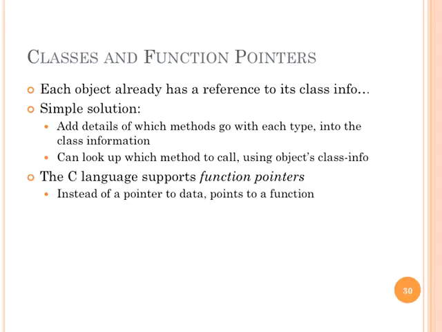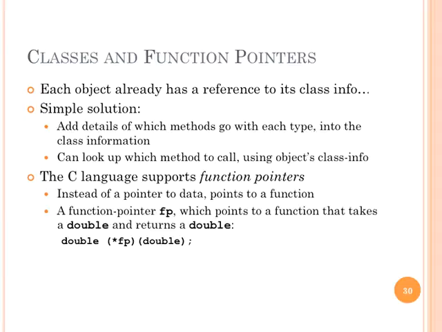So C has function pointers, which are all the excitement of regular pointers, plus you can use them to invoke code, so you can really jack up your programs. But like I say here, instead of pointing to data, it actually points to a function. This is the way that you would declare it in C. So notice FP is the actual name, but it's nestled in between a bunch of other syntax. And what we're saying here is that FP is a pointer to a function that takes a double as an argument and returns a double.